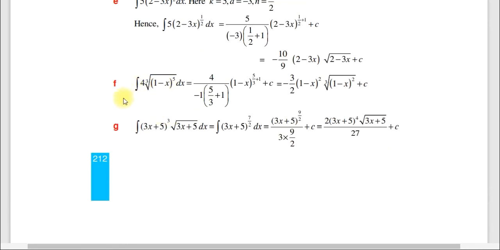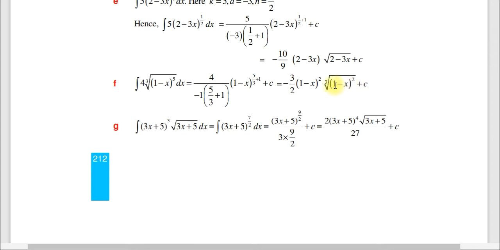In part f, the integral of 4 times the third root of 1 minus x to the power of 5 with respect to x. Here k is 4, a is minus 1, and n plus 1 is 5 over 3 plus 1. So we get 4 over minus 1 into 5 over 3 plus 1 times 1 minus x to the power of 5 over 3 plus 1 plus c. Rearranged, this is minus 3 over 2 into 1 minus x squared times the third root of 1 minus x squared plus c.